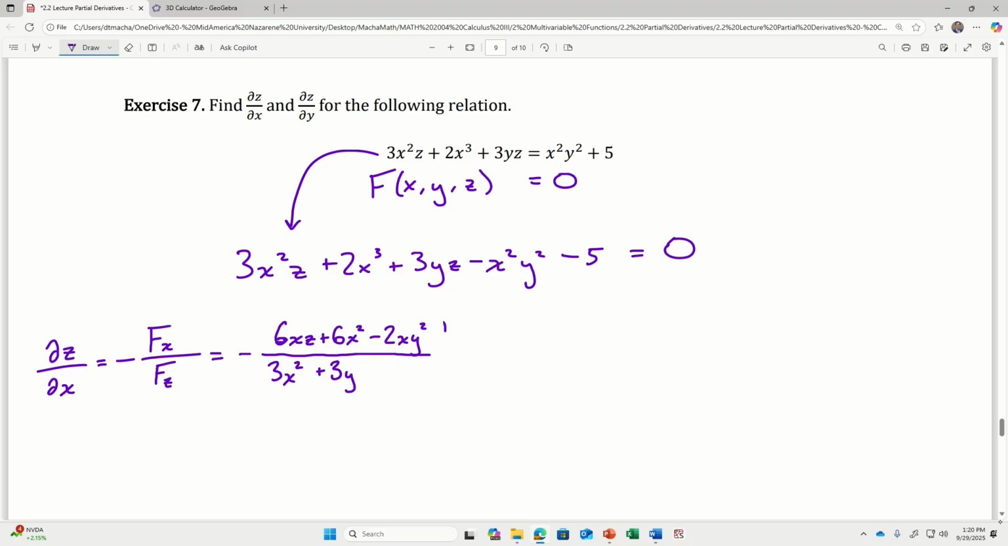All right, so that is the partial derivative of z with respect to x. And we can do that even though my initial equation wasn't defined explicitly, where z is a function of x and y. This is an implicit equation, but we can still do implicit differentiation on it to answer these questions.